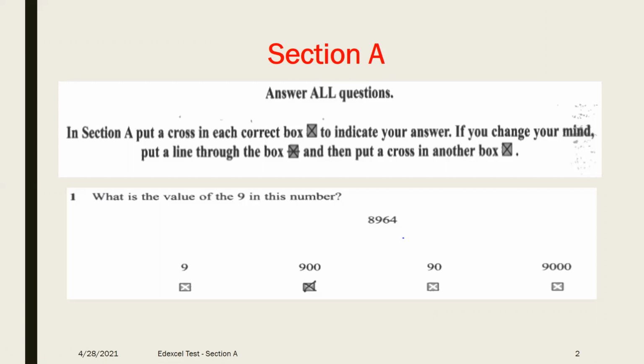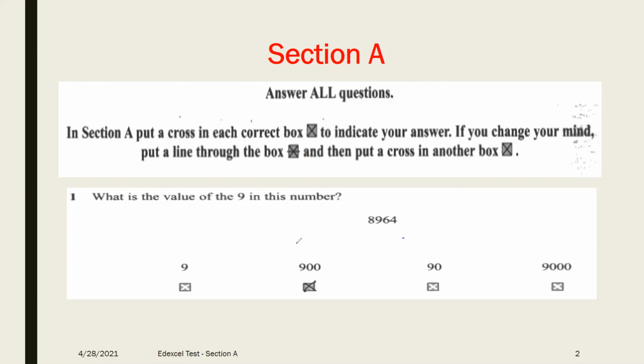Now, what do they say? Normally when you're answering, you have to put a cross for the correct answer, to identify the correct answer. But in case you have selected the wrong answer, to show it you have to put a line through the box like this. After that, you can select your second correct answer. Okay, now let's move to the first question.